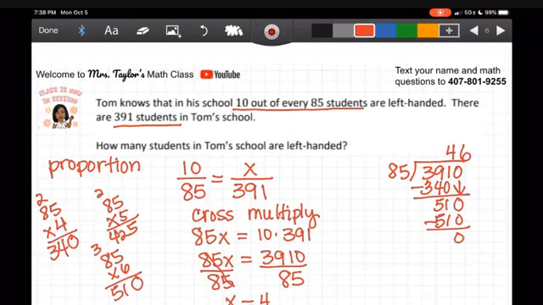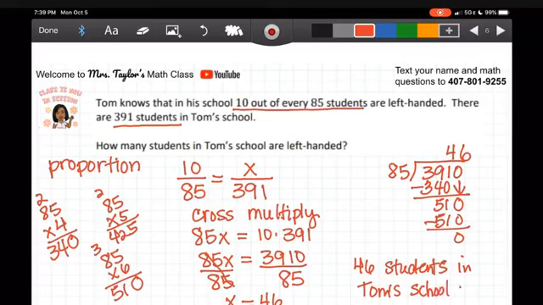So x comes out to be 46, but what does that mean? Let's go back to the question. It says, how many students in Tom's school are left-handed? So we can say 46 students in Tom's school are, I teach math, not language arts, left-handed.